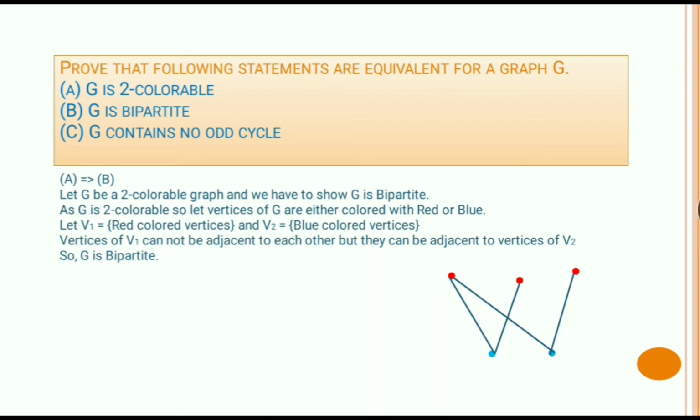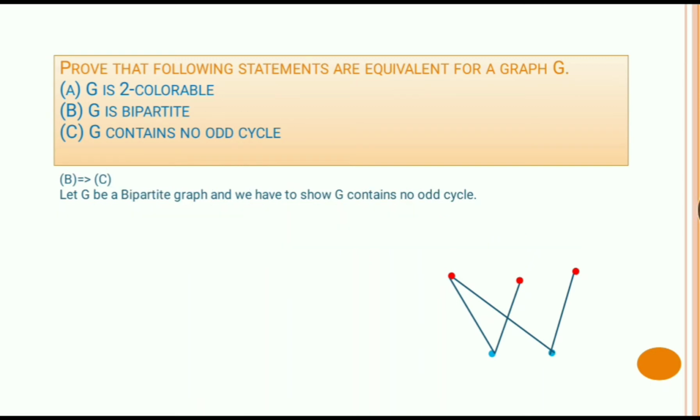Next we have to prove B implies C. B says that if G is bipartite, then we have to prove that G contains no odd cycle. So if G is bipartite, then we have to show that G contains no odd cycle. So what we do, we divide the vertices of the bipartite graph into V1 and V2. So V1, V2 is a partition of the vertices of G.